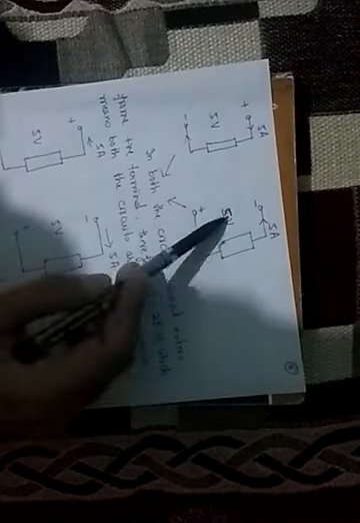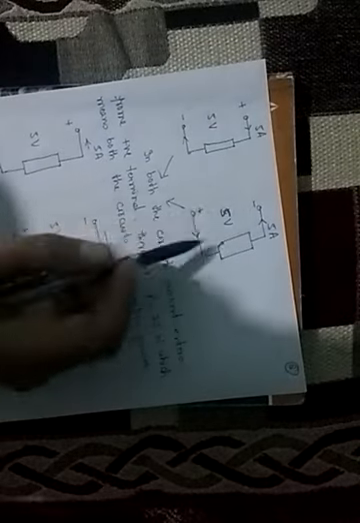So how much power these elements will absorb? This will absorb 5 into 5, 25 watt, and this will also absorb 5 into 5, 25 watt power, which means both the circuits are absorbing power. This and this, both circuits are absorbing power.